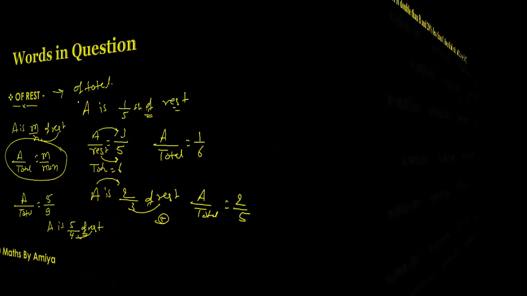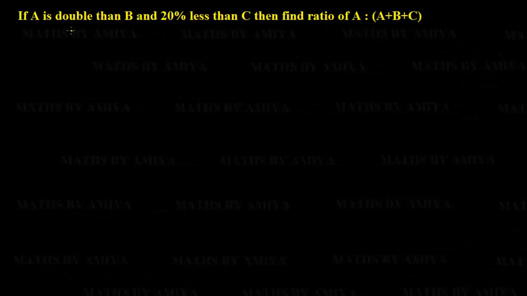Now let's solve the questions. Our first question is: A is double than B and 20% less than C, then find the ratio of A to A plus B plus C. A is double than B. So A upon B, double means 2, then "than" is with B.